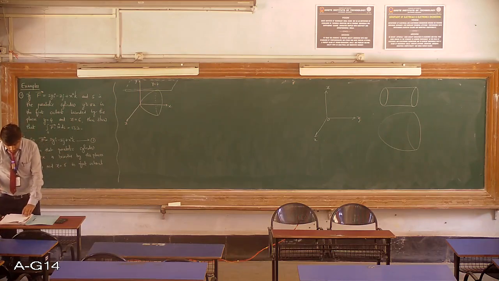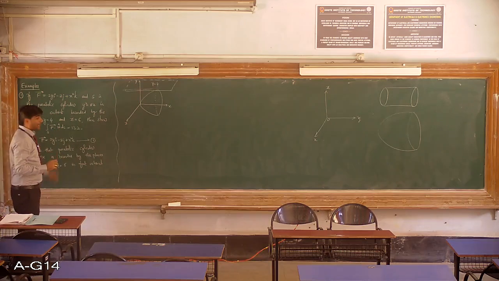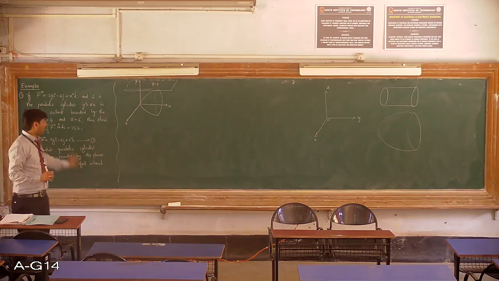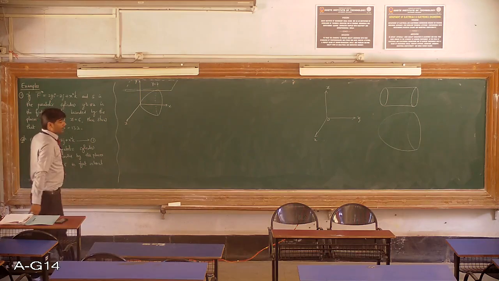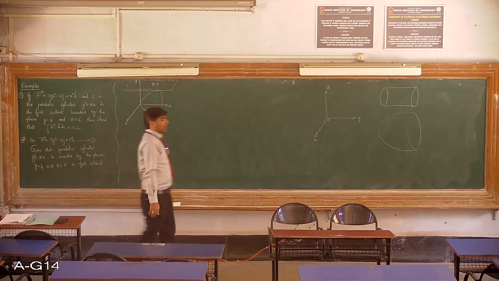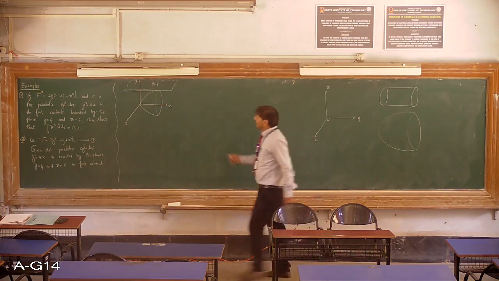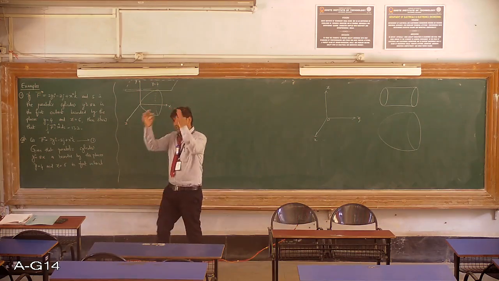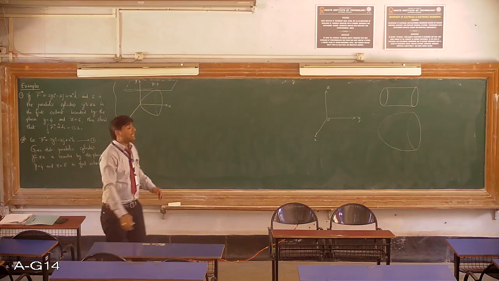Before that, first we'll find what our n cap is. N cap means what? First we need to see how one can find n cap. N cap is a unit normal vector on this particular surface, the surface of the parabolic cylinder. So we need to find n cap.